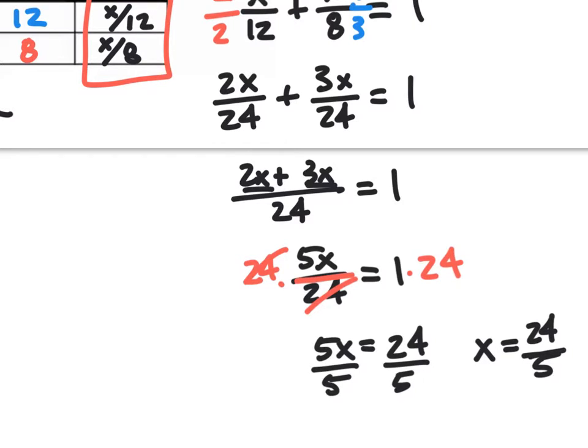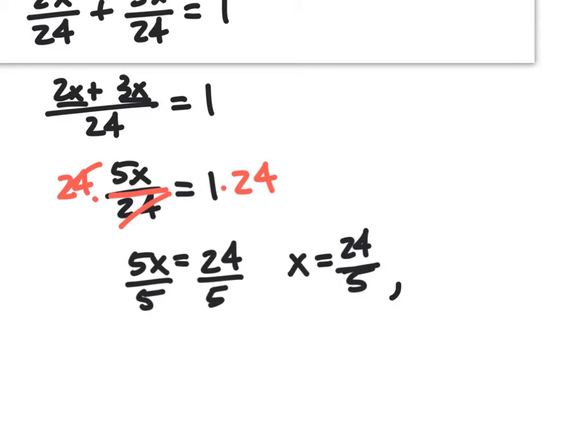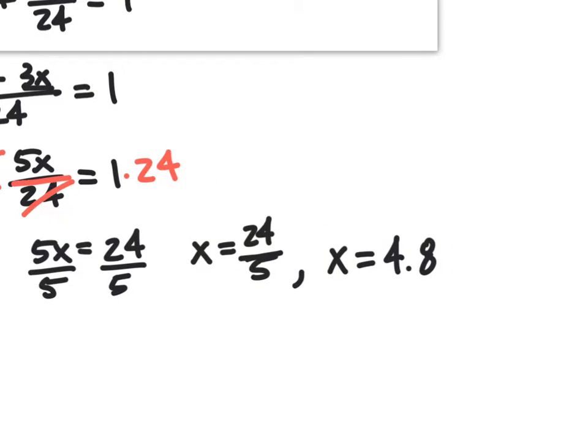You don't normally say that number, so if you actually do the division, you get that x is equal to 4.8. But 4.8 what? What was x? Distance. What was the unit? Miles. Okay, 4.8 miles.